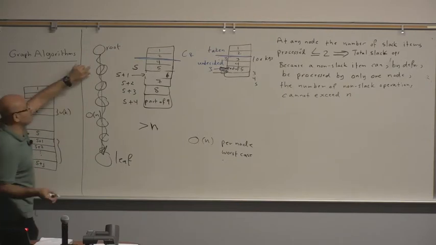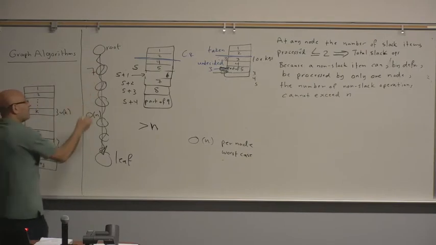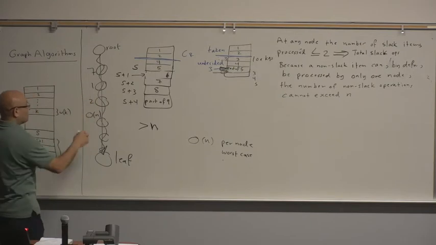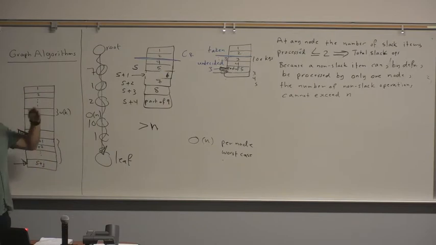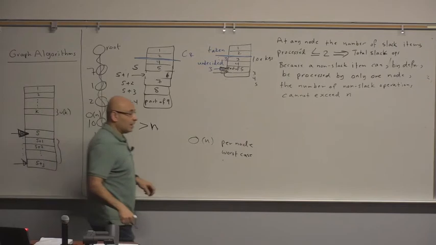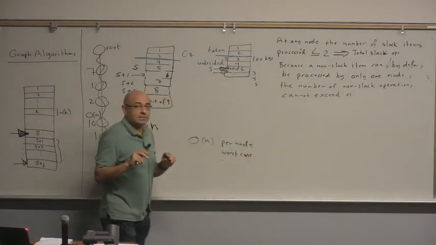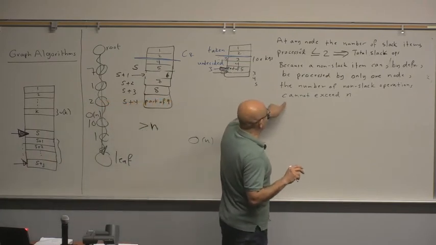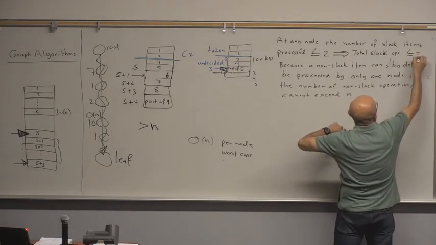So it could be that at this node, I'm going to touch 7 items. At this node, I will touch only 1 item. At this node, I will touch 2 items. At this node, I touch 10 items. Then I touch 1 item. So you don't know how the items are distributed on the nodes. But definitely an item can be touched more than once. So the total slack operations is going to be less than or equal to 2n.